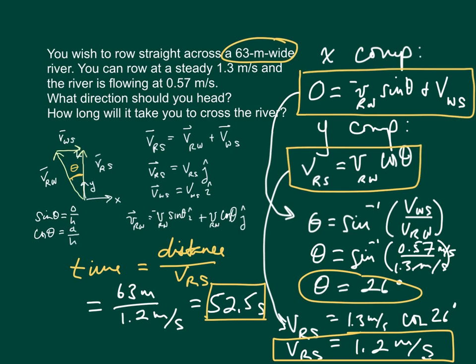So that's interesting. Just under a minute is how long it takes you to paddle across 63 meters with a cross current of 0.57 meters per second and your own ability to row at 1.3 meters per second. So in looking at this problem, there are several fundamental math skills you use to solve it. In the beginning, we had to have a good sense of graphically understanding the addition of vectors and how to represent them graphically. We then algebraically wrote down expressions for the vector components.